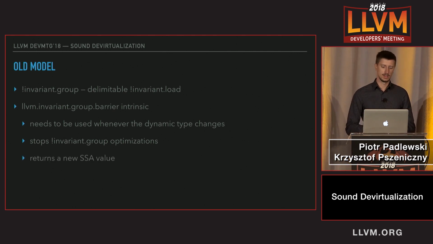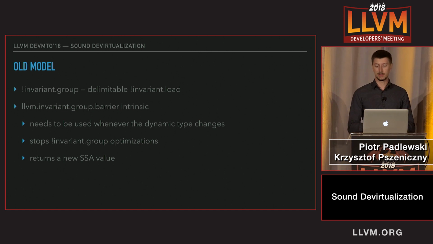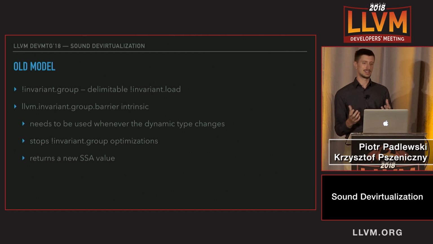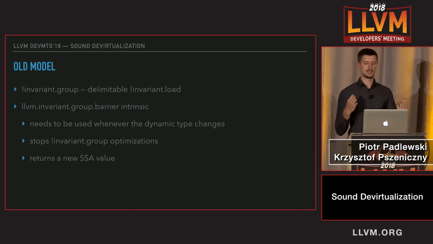And the intrinsic returns a new SSA value. So basically what we try to do here is use a new intrinsic to get a new SSA value that, although it would be the same as the old one, would somehow hide from the optimizer the fact that those are the same pointers.